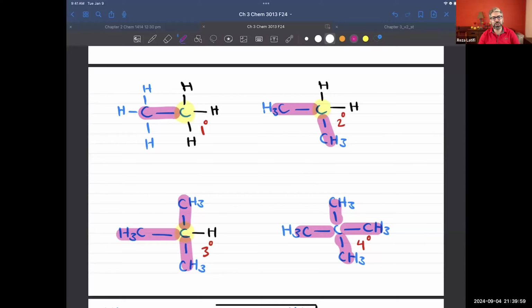Welcome back. So in the last lecture, I said it depends how many carbons are attached to the carbon that you're studying. If you are dealing with one carbon, you call it primary. If you have two carbons attached to it, you call it secondary. And if you have three carbons attached to the yellow one, then you call it tertiary. And if you have four carbons attached to the yellow one, then we call it quaternary.